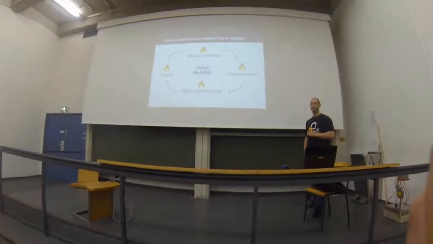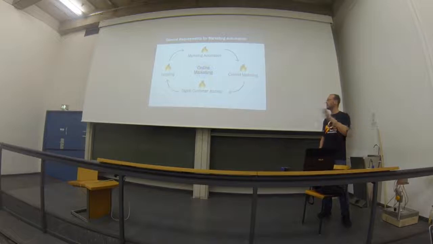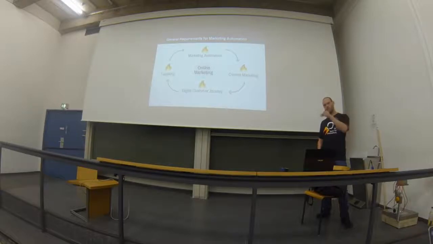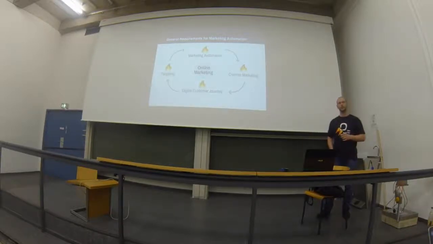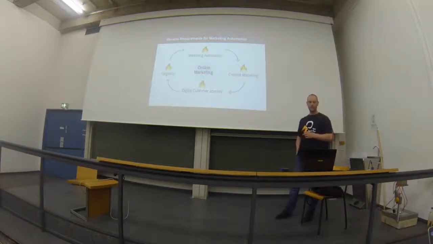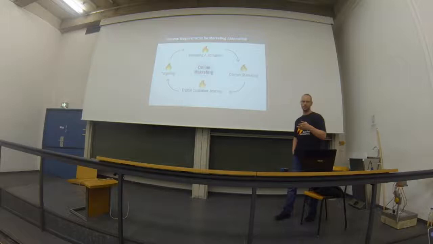I heard about marketing automation, about what it is and what to use. And I figured out that it's mostly about content marketing to create a digital customer journey. What this is in detail, we will cover in some next slides. Then it's about targeting the right audience and to automate stuff so that you don't have to do it manually. And everything is built around online marketing.